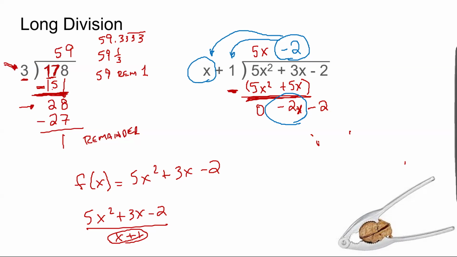Negative 2 times x would be a negative 2x. Negative 2 times this 1 would be a negative 2. And I draw a line and I want to subtract. And here I have negative 2x minus negative 2x. That's really a plus 2x. So those cancel and I get a 0. And then I move back to the next one, negative 2 minus a negative 2. That's really plus 2. So that would be a 0. There's no remainder here.